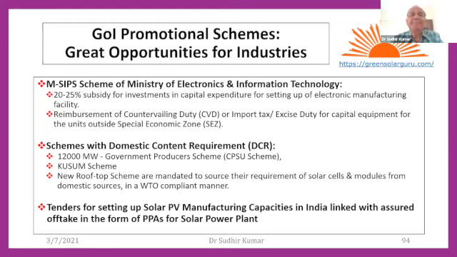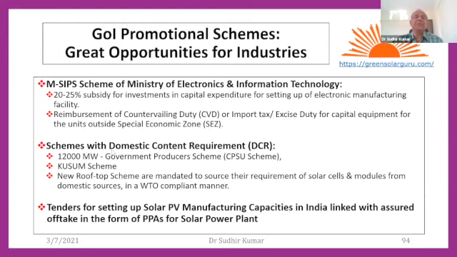Suppose a 600 megawatt plant is installed, you generally have to spend around 600 crores of rupees. Now 25% of 600 crores of rupees is how much? That much you get as subsidy. If you go for manufacturing of solar cells and solar modules, these are the solar cells and ingots. Here you will find that reimbursement of the countervailing duty, that is the import tax, you can reimburse. Excise duty can be reimbursed.